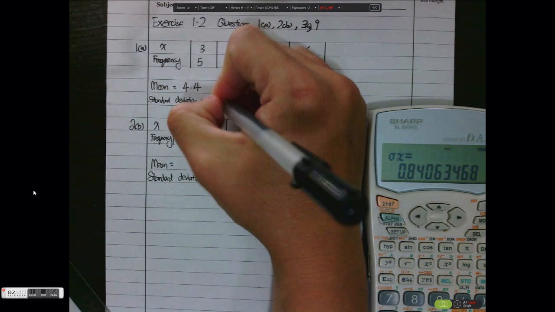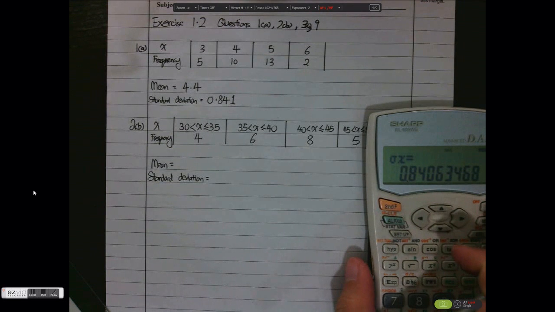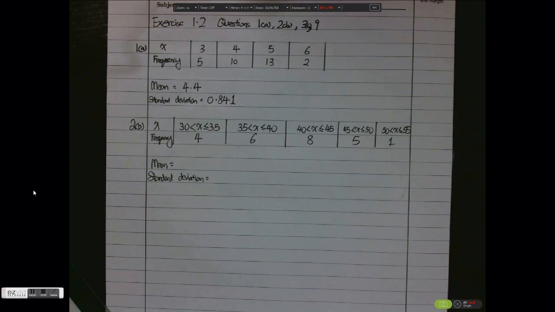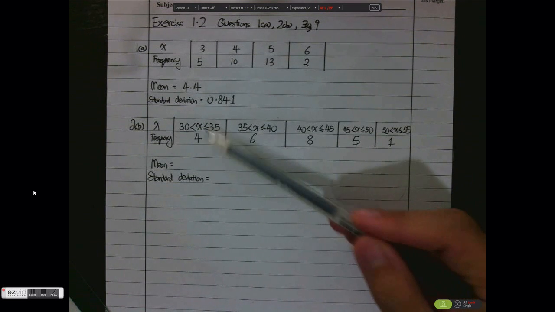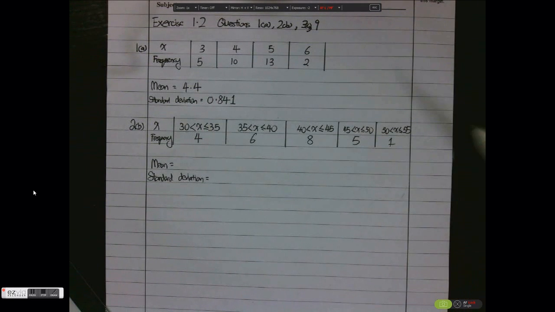Now for the next set of grouped data, you see that we run into a little problem. Notice that the x value which occurs 4 times can either be x greater than 30 and less than or equal to 35. Similarly, this one, the frequency is 6, x greater than 35 and less than or equal to 40. Now, what value should we actually use? Interesting question. Think about it. What value would you use?